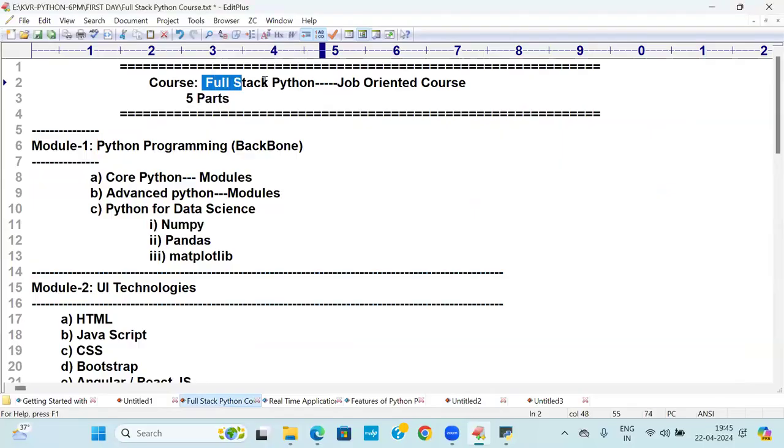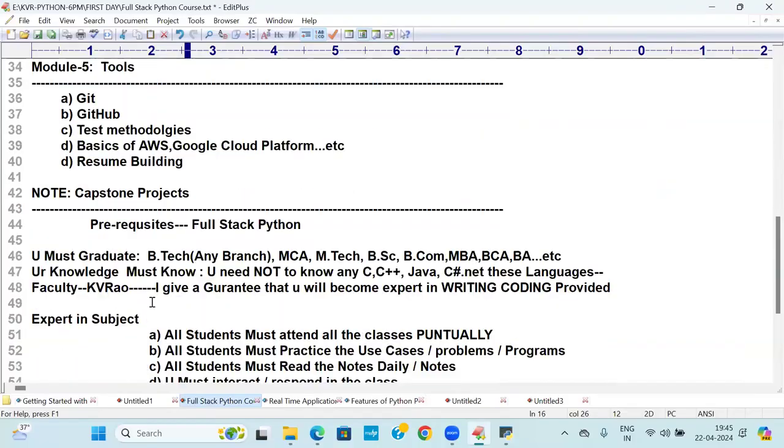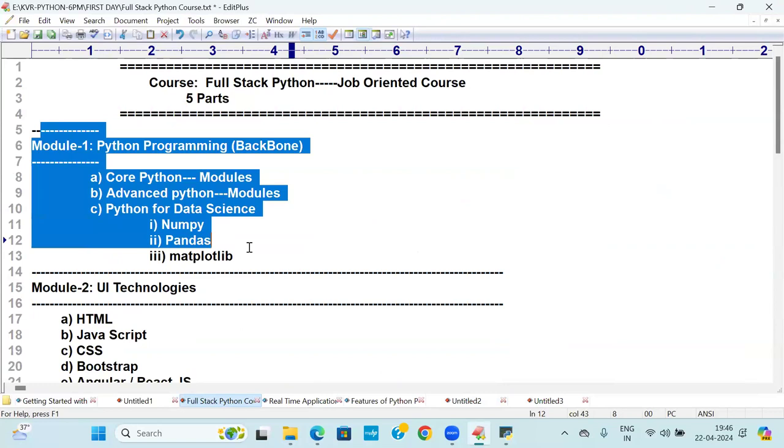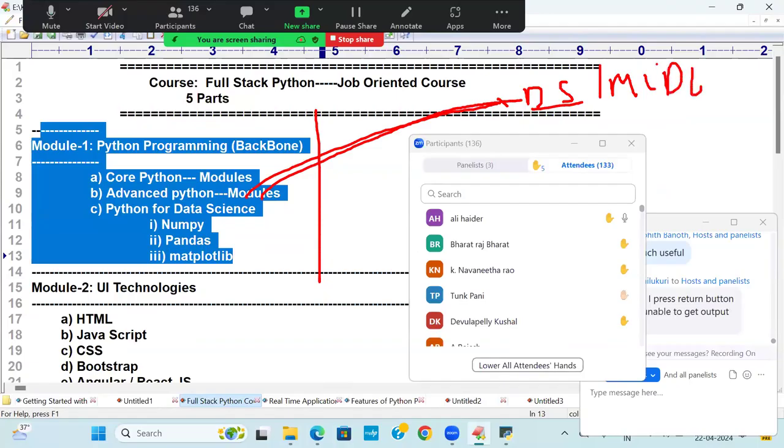As a full stack web developer, if you want to become a web developer using Python, you need all these modules. If you are looking for data science, you learn module one, only Python, and go for data science. Only Python will make us go for data science, ML, DL, deep learning, and AI, and any other things related to Python code.